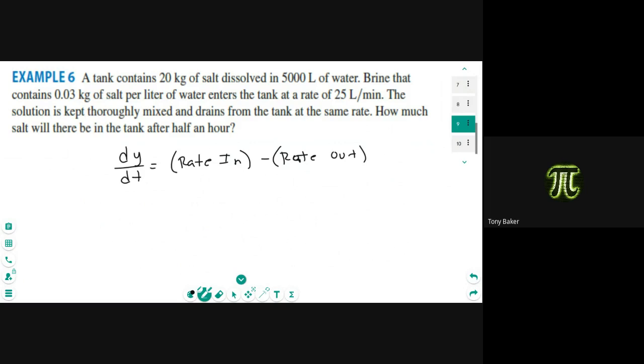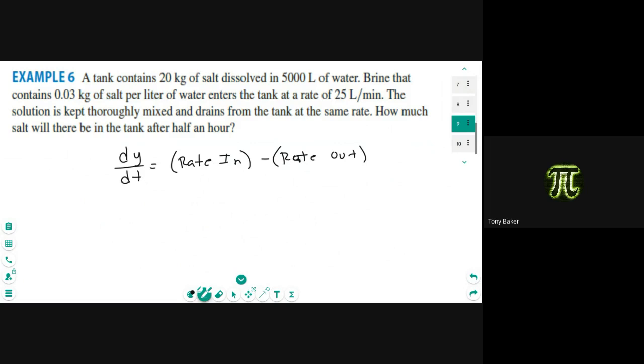We have stuff coming into the tank and stuff going out of the tank. So it's a matter of how the mixture is going. Now, the water coming into the tank and the water going out of the tank is at the same flow rate. So the tank will stay the same volume over time. There will always be 5,000 liters of water in the tank. Doesn't matter in this situation.